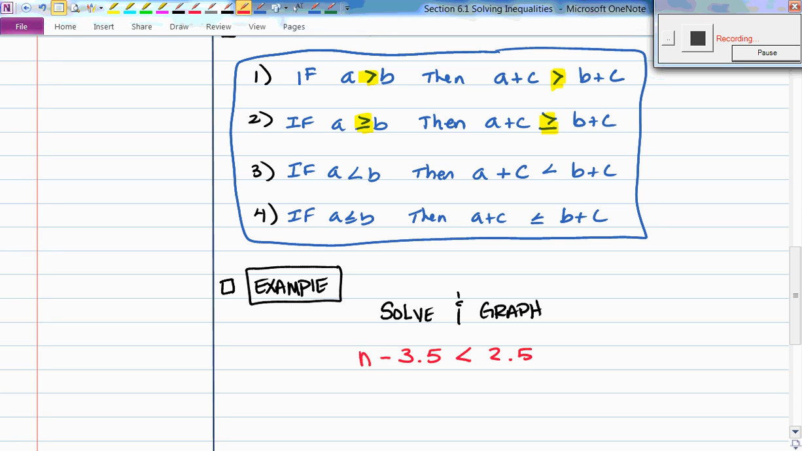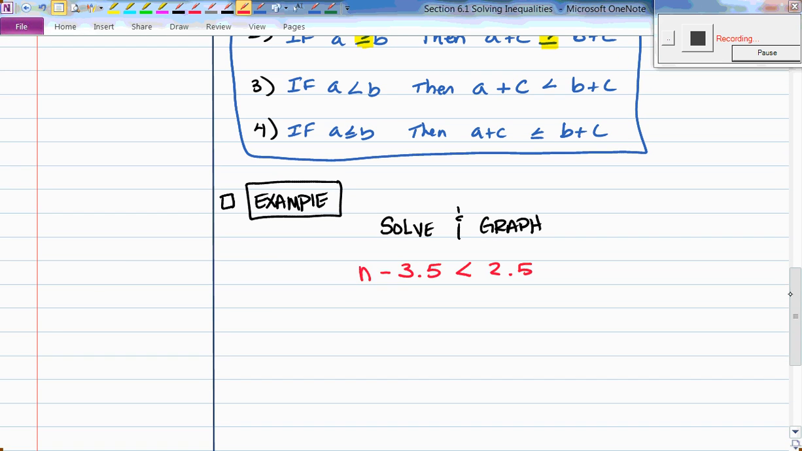All right, here we go. We're going to do an example that illustrates the addition properties of inequalities. We have n minus 3.5 is less than 2.5. And we're supposed to solve and graph this inequality. Which one's the variable? What's the letter that represents the variable? N. And what does this statement say? It says n minus 3.5 is less than 2.5.